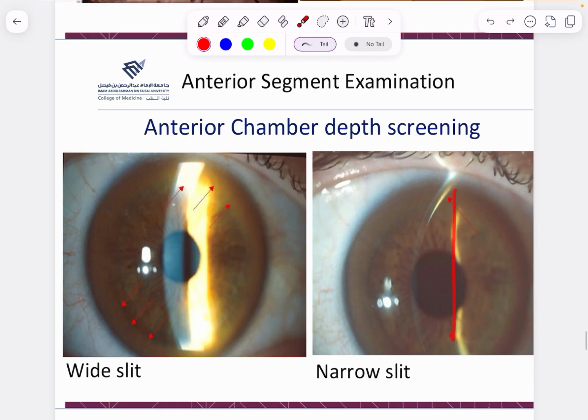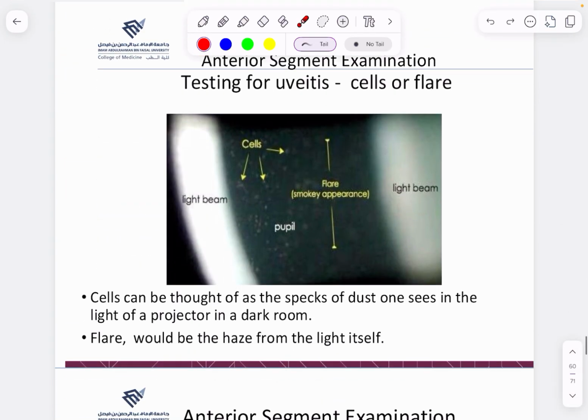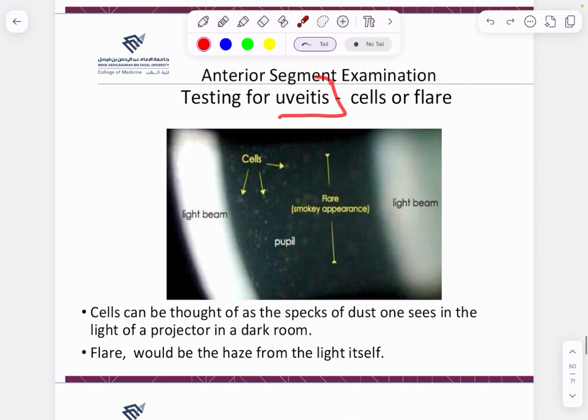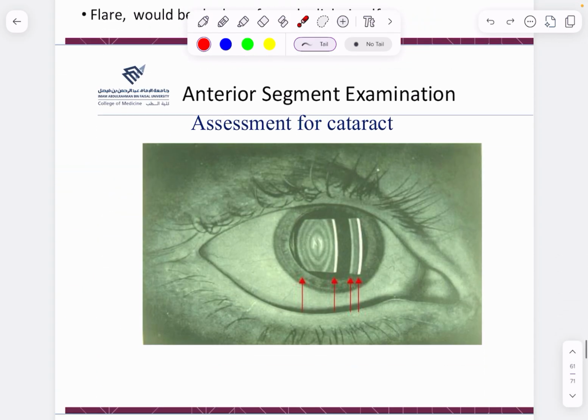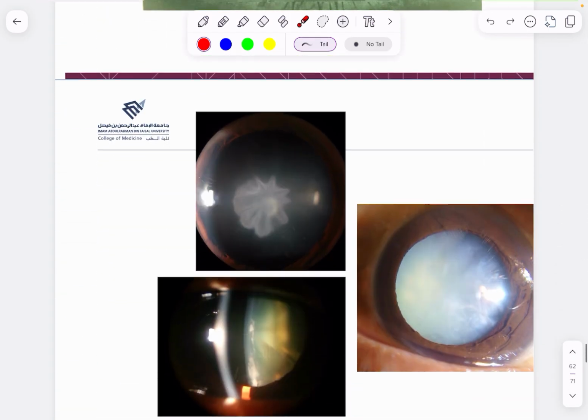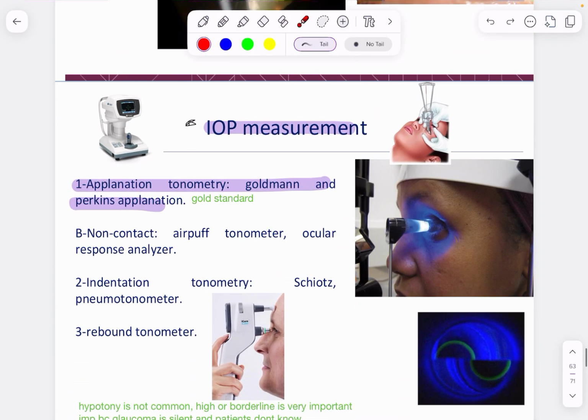Also, as we said, you can check the depth of the anterior chamber. You could test for uveitis. Here the idea is that there are certain findings called cells or flares. The cells are like glimmering light and the flares have a smoky appearance. These are signs of inflammation or uveitis. And you can also assess for cataracts. These are pictures of cataracts too. Intraocular pressure measurement, he said it's important but didn't explain the types.